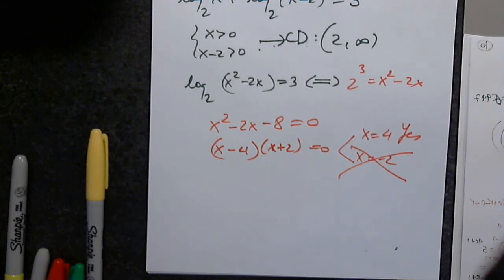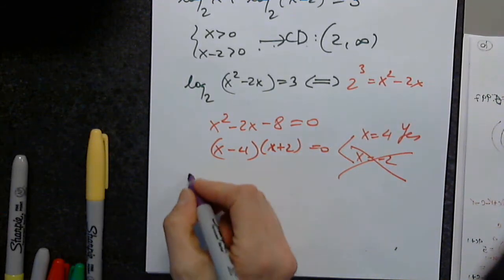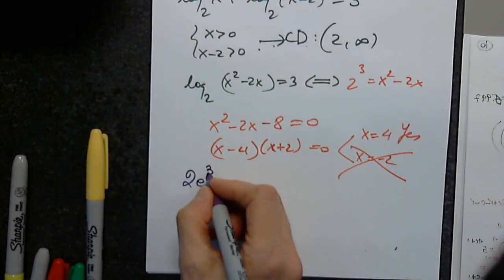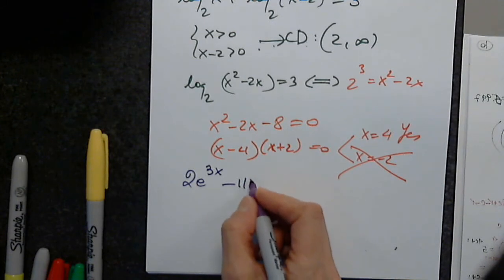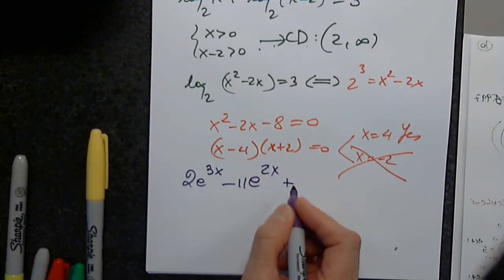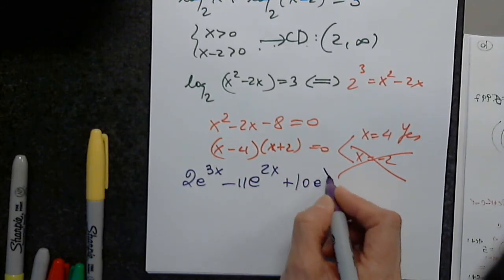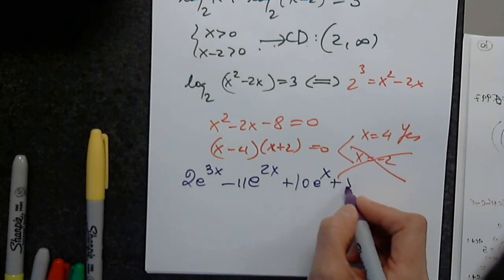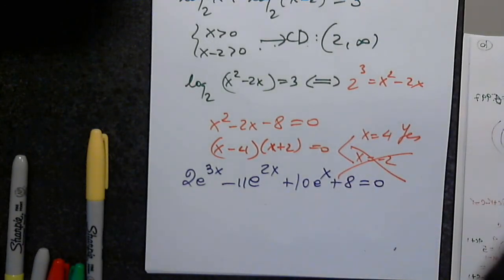So think about it. Okay, the second equation here is 2e to 3x minus 11e to 2x plus 10e to x plus 8 equals 0.